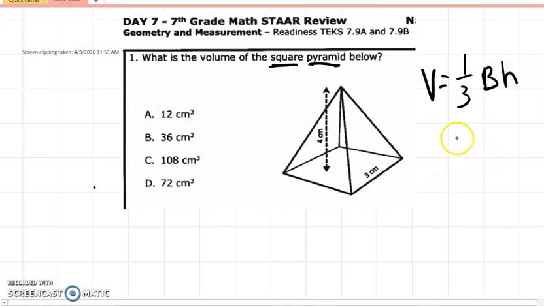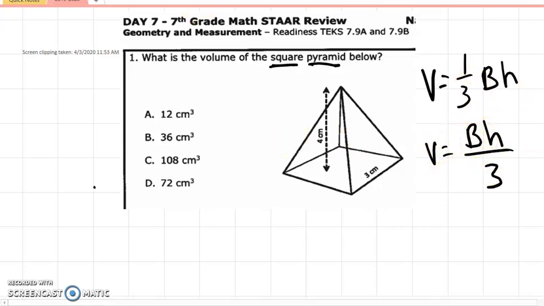I like to restructure this a little bit. I like to put volume equals capital B times H divided by 3. They mean the same thing. I just like it this way a little better. But it's the same. If we want to use this one, we can. It's no big deal. I don't have to use this one. This is just what I like to use.